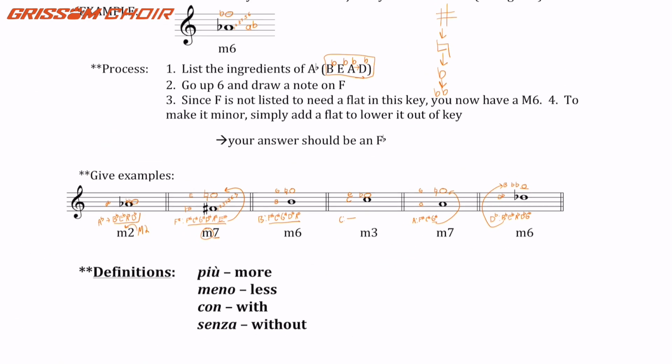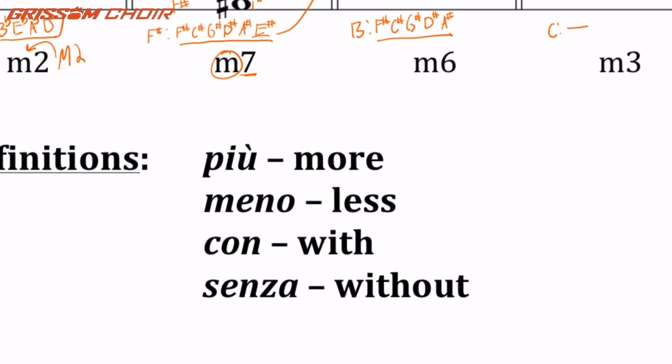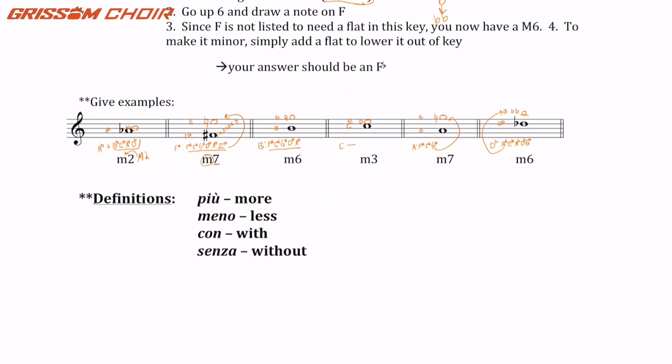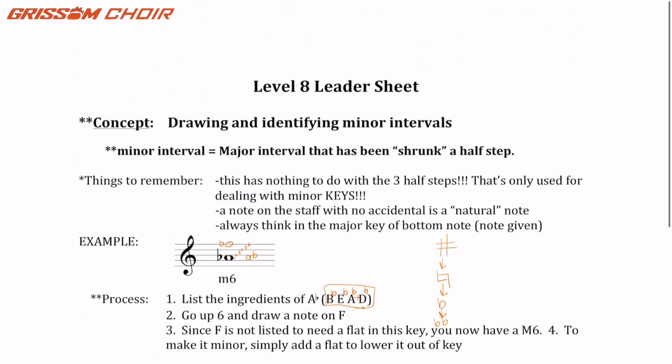That's the last bit concerning this concept. We've got 4 more definitions. Più means more. Meno means less. Con, with. And senza, without. These will be musical markings that you will see throughout the pieces of music that we sing based off of articulation and dynamics. That is everything we have on level 8.